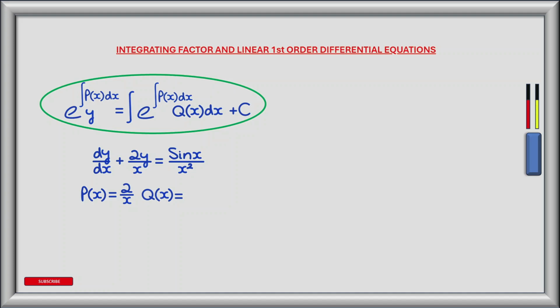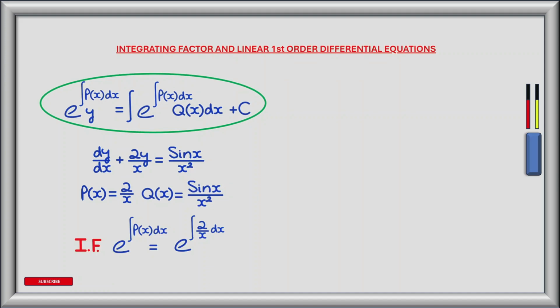In this example, p of x is 2 divided by x, as seen here, and the function q of x is sine x divided by x squared, as seen here. Our integrating factor is therefore e to the power of the integral of p(x) dx. So we know that p(x) is 2 divided by x, so our integrating factor is e to the power of the integral of 2 divided by x dx.